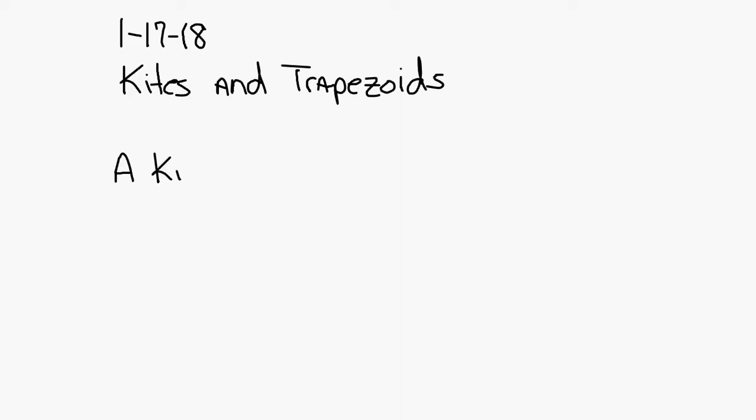Okay, today we're going to talk about the properties of kites and trapezoids. A kite is a quadrilateral with exactly two pairs of congruent consecutive sides.